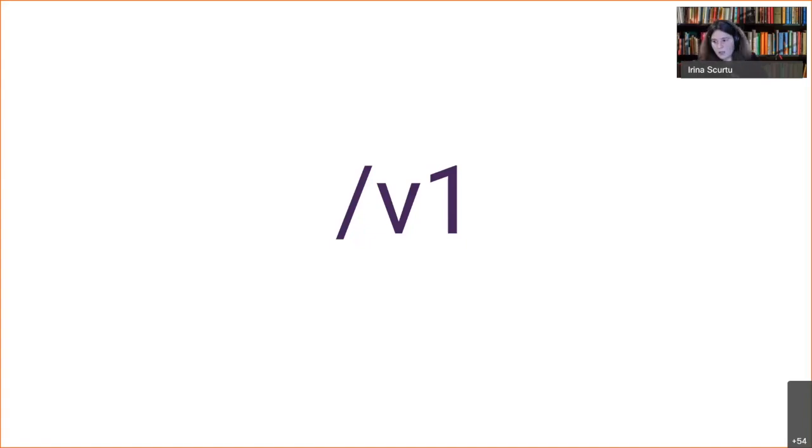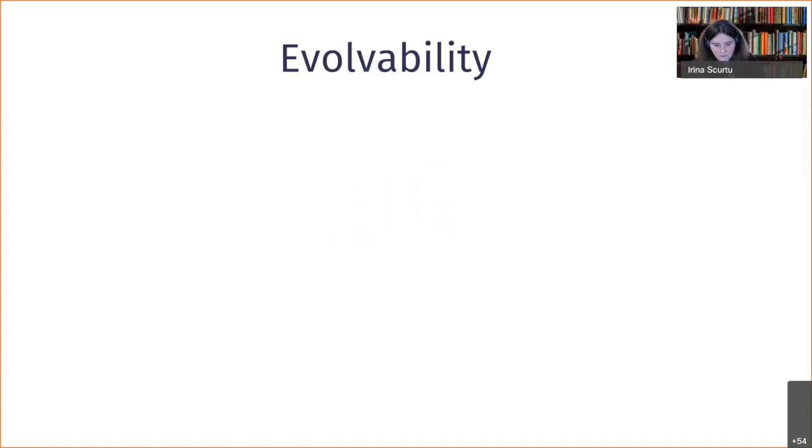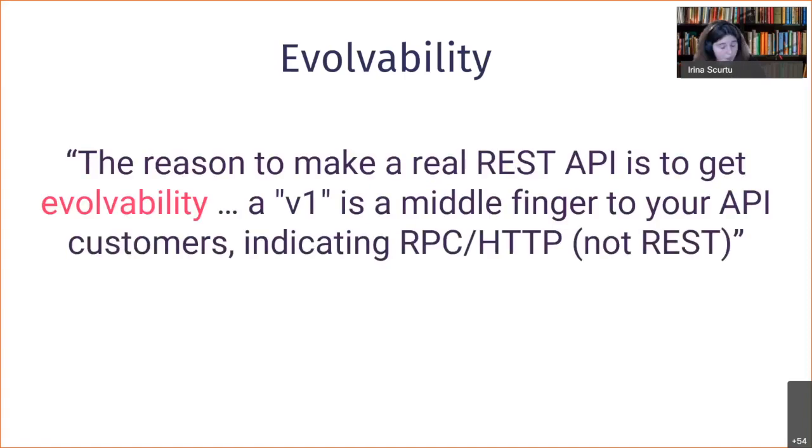I'm going to show you a quote that was said by Roy Fielding in 2013 on Twitter. It says: the reason to make a real REST API is to get evolvability. And a V1 is a middle finger to your API customers, indicating that in fact you are doing RPC or JSON over HTTP, not actual REST. Okay? So you add V1 in the path of the URL, well, you show a middle finger to your customers, hoping that you ever change that V1.